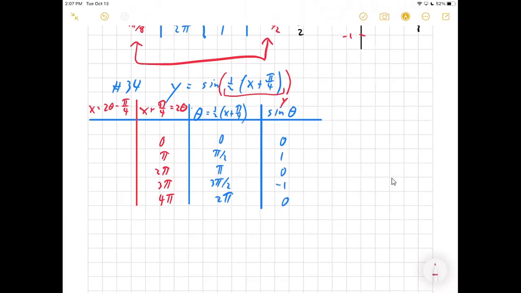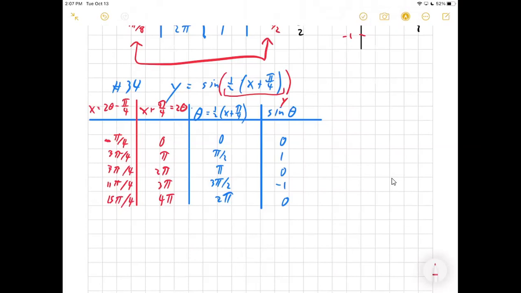So 0 minus pi over 4 is negative pi over 4. Okay, then if we take pi over 4 away from pi, we end up with 3 pi over 4, and then we're going to end up with 7 pi over 4, and then 12 minus 1, we get 11 pi over 4. And you can see we keep going up by 4 pi over 4. So the next one will be 15 pi over 4.